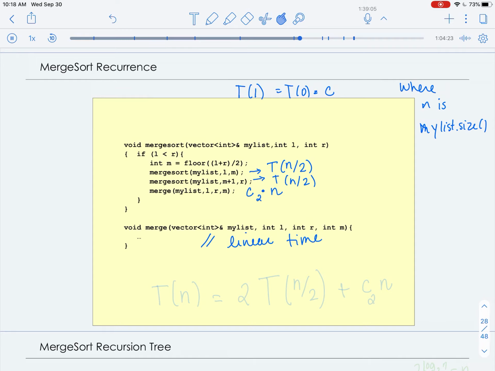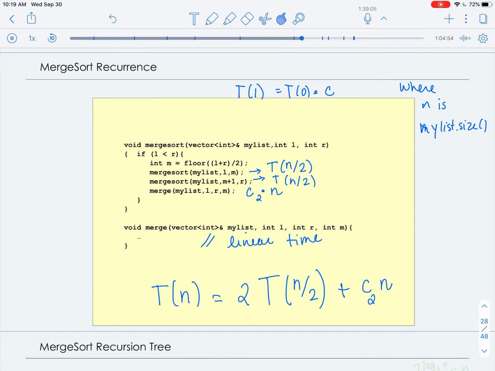From this, we can see that the recurrence relation for Mergesort is going to be T(n). We have the constant to get the midpoint, which I'm just going to ignore. Then I'm going to make 2 calls of size n over 2, so that's 2T(n/2), plus the work for merging, which is going to be linear time. So that is my recurrence relation for Mergesort.